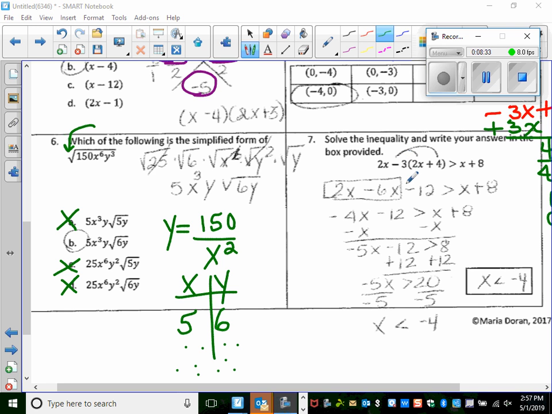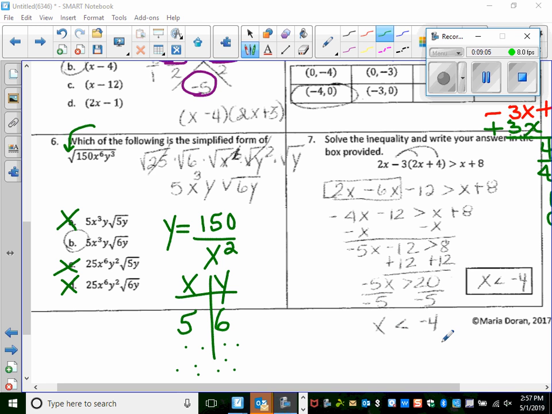Okay, and then notice how I grouped these together first, so that gives me a total of -4. Then I put all my x's on one side, so I moved this one over here by subtracting it. Then I got all my constants to one side, so I added the 12 to the other side. Now this is the catch right here too. When I divided by this -5, you've got to reverse the symbol.